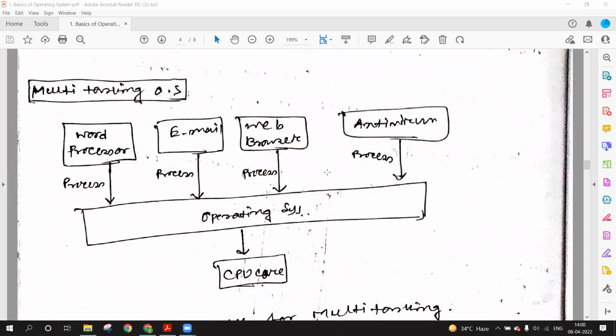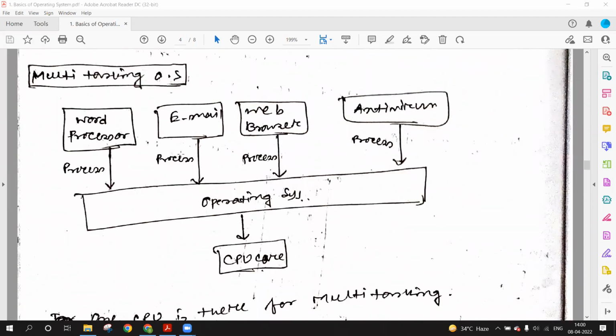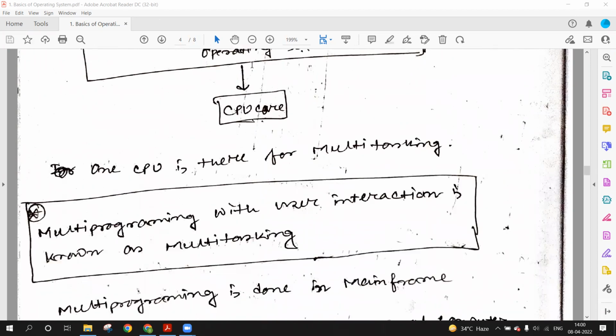So next one is multitasking operating system. But you have to remember that in the multitasking operating system, only one CPU is there. Multi-programming with user interaction is known as multitasking. This one is very much important. This line. Multi-programming with user interaction is known as multitasking. Clear?